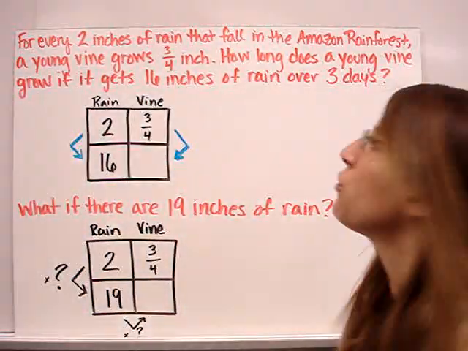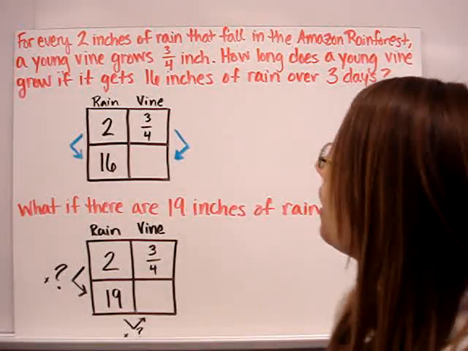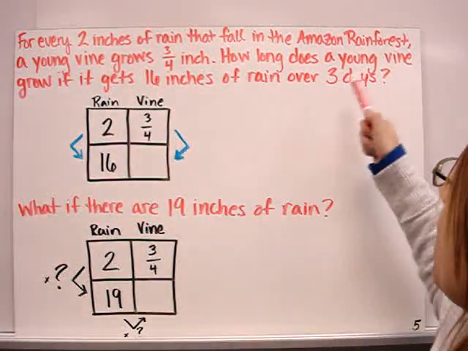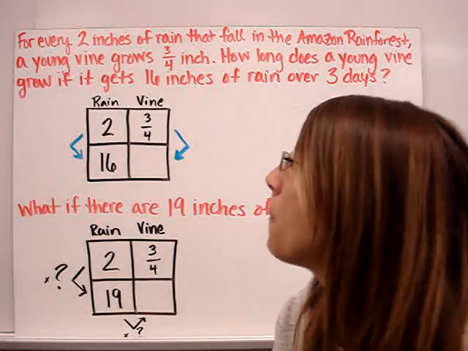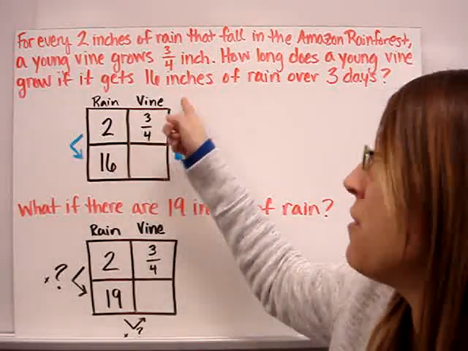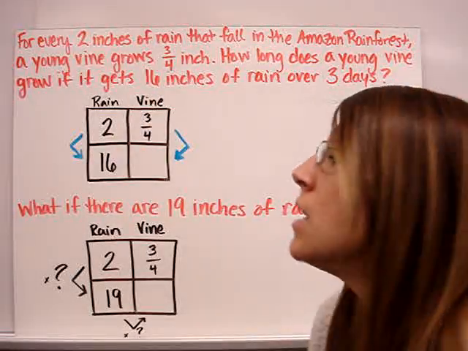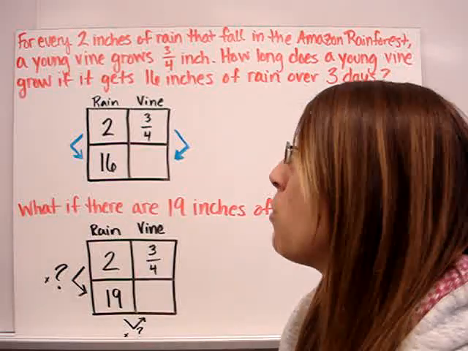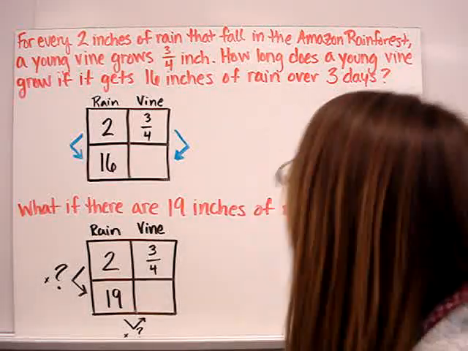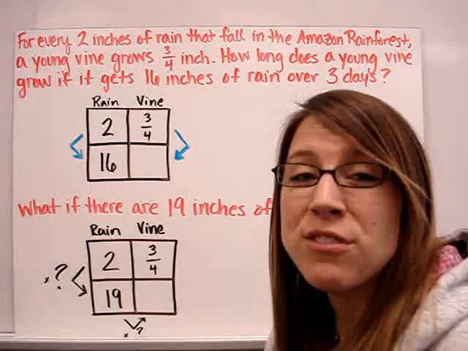For every 2 inches of rain that fall in the Amazon rainforest, a young vine grows 3/4 of an inch. So how long does a young vine grow if it gets 16 inches of rain over 3 days? So here, I've got 2 inches of rain for every 3/4 of an inch the vine grows. Or actually, the vine depends on the rain here, doesn't it? And so if it rains 2 inches, the vine grows 3/4 of an inch. But what if it rains 16 inches? Interesting. Well, this is where I haven't filled in any of the multiplicative relationships for you. So where you would have to figure it out.